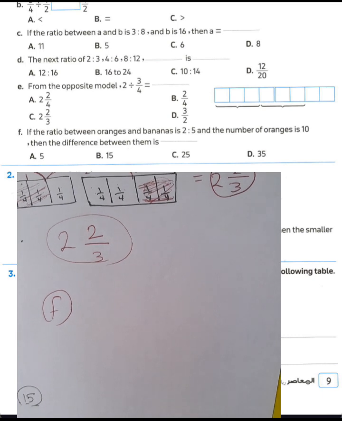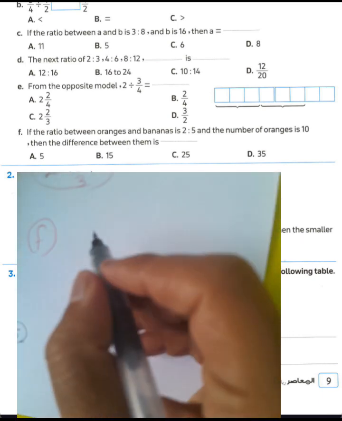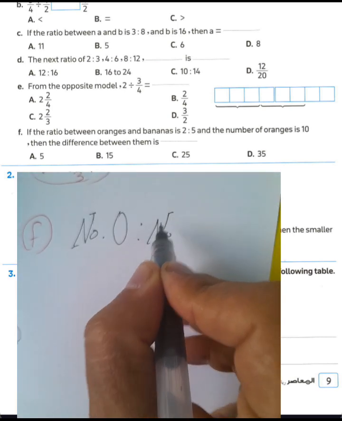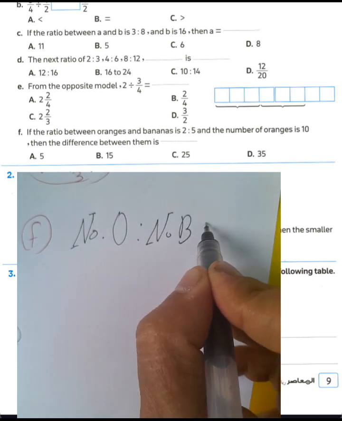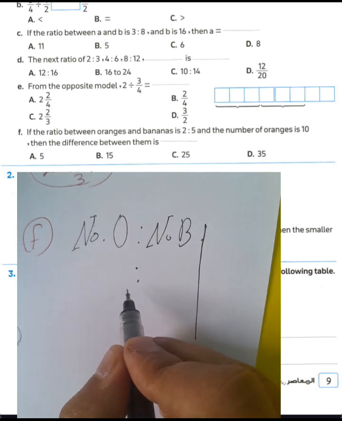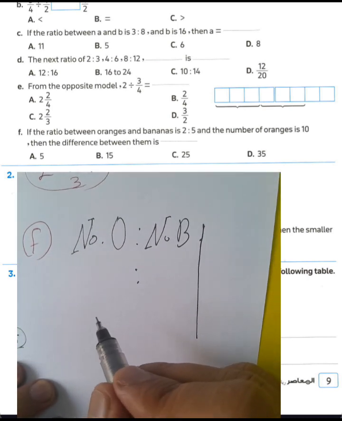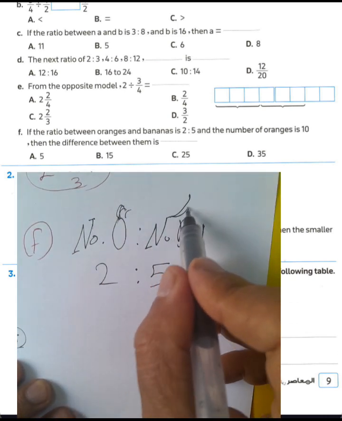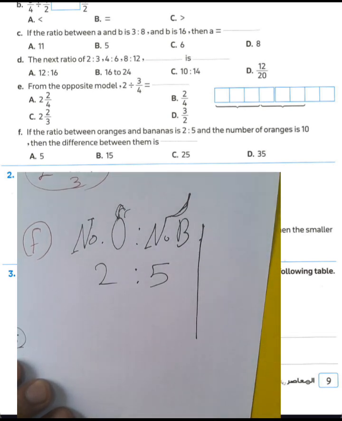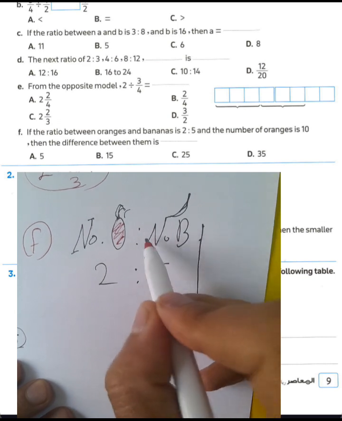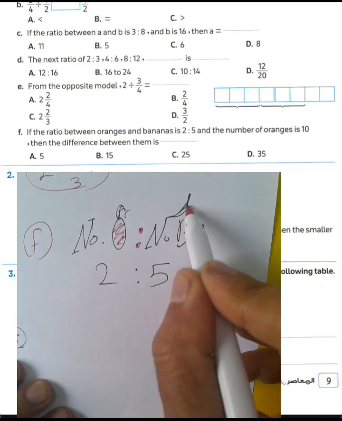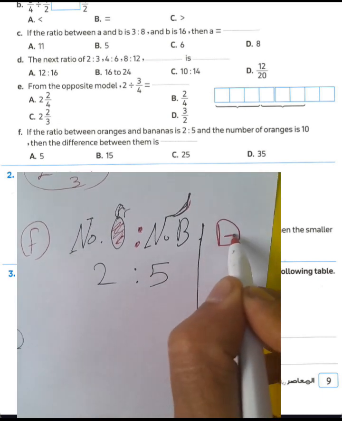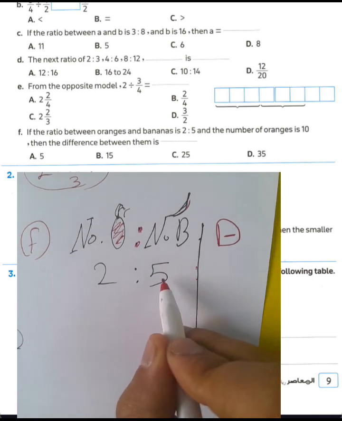Okay. What do we have here in this example? He gives us the ratio between the number of oranges and the number of bananas, which is 2 to 5. And he asks about the difference. You can write D for the difference between them. The difference between the two ratio numbers, 5 minus 2, equals 3.